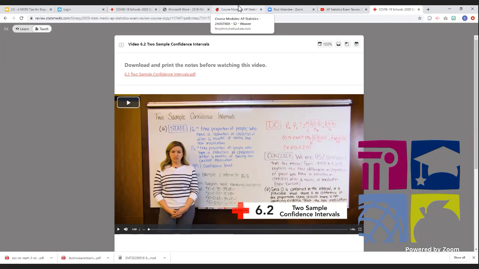So random, independent, and normal. Remember, the independent condition is that the population is at least 10 times the size of the sample. That would be your independent condition. So now we're going to look at confidence intervals with two samples, when you have two proportions or when you have two means.